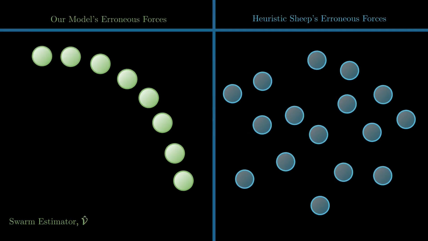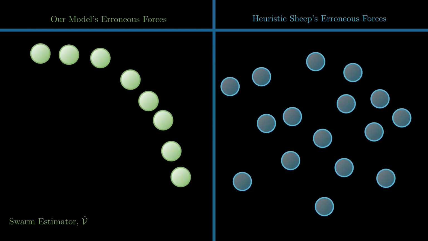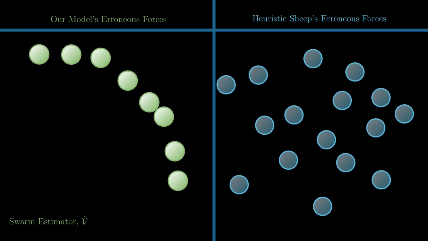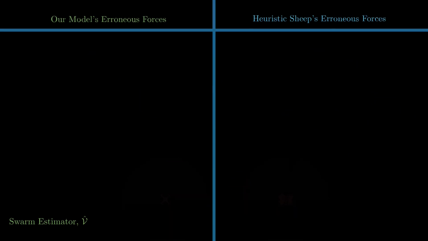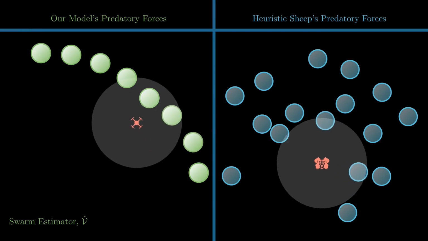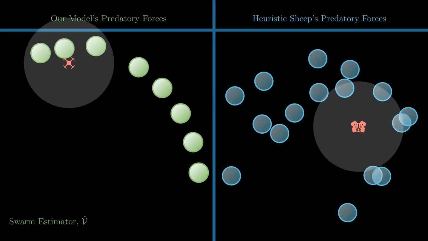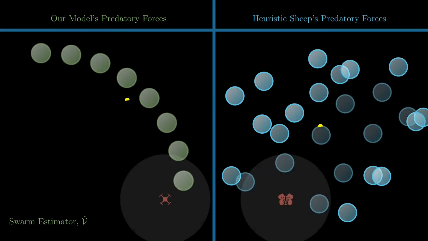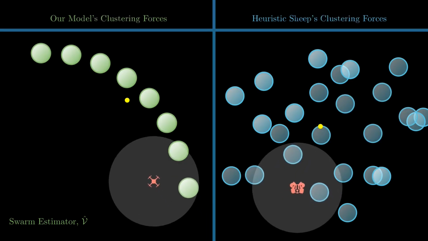In the absence of a map update, the swarm estimator module predicts the next position of the virtual sheep by incorporating erroneous, predatory, and clustering forces. The erroneous and predatory forces are similar to the heuristic sheep. However, an opposing clustering force is used to mimic the frontiers properly.